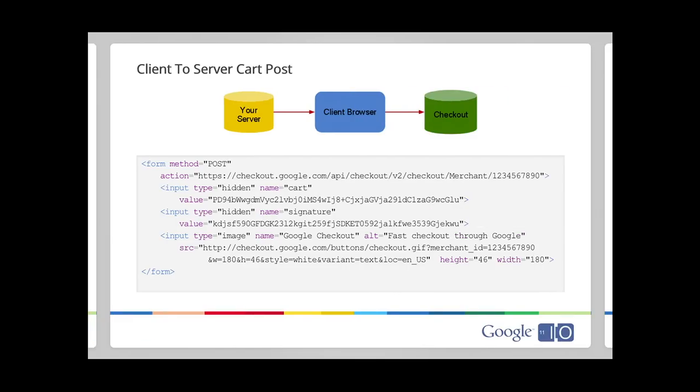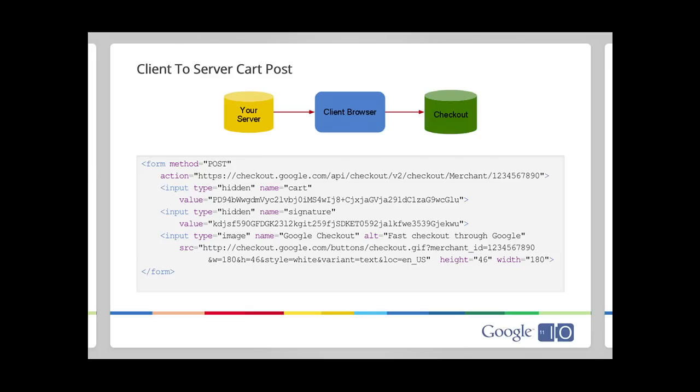Next, once you've created the cart, you need to post the cart to our server. And there's two methods of doing this. There is the client-to-server cart posts, which is basically an HTML form post where you generate the cart content on the request. And then once the customer is ready to check out, they click the Google Checkout button, which then posts the cart to Google Checkout.